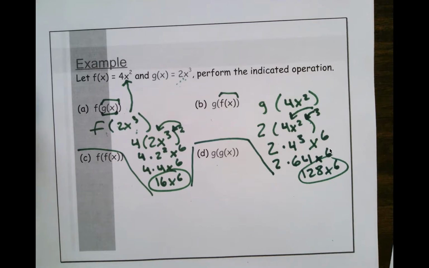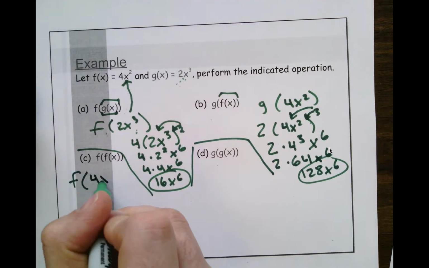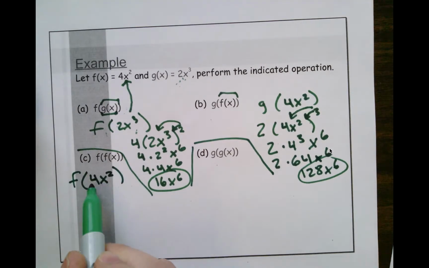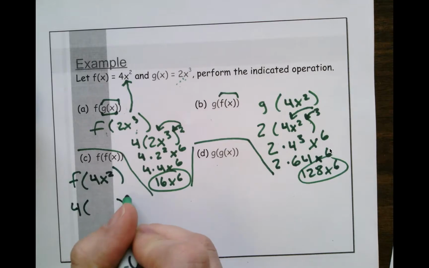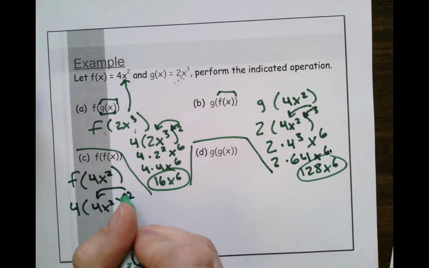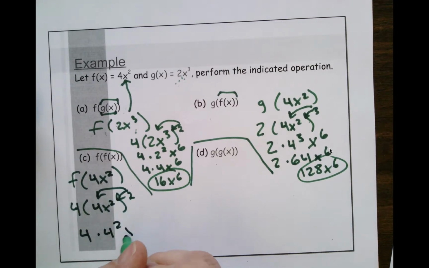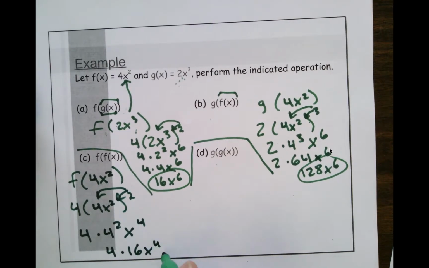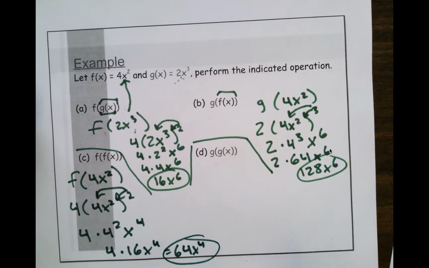F of f of x. We can do that as well. What is f of x? 4x squared. Now I'm going to take this 4x squared and plug it in for x. I would have 4, there's an x, what am I plugging in? 4x squared. Distribute to both exponents. Times 4 squared, x to the 4th. We would have 4 times 16 x to the 4th, which will give you 64x to the 4th. And that would be my answer.